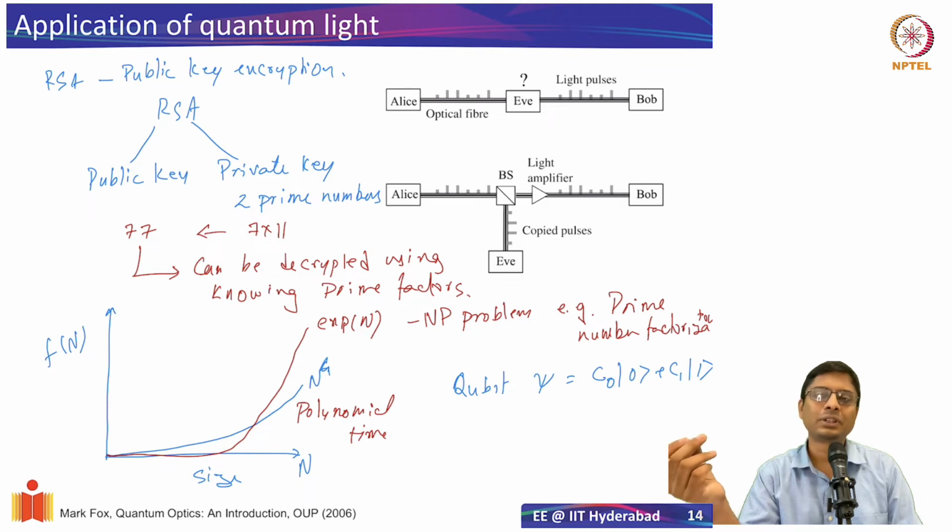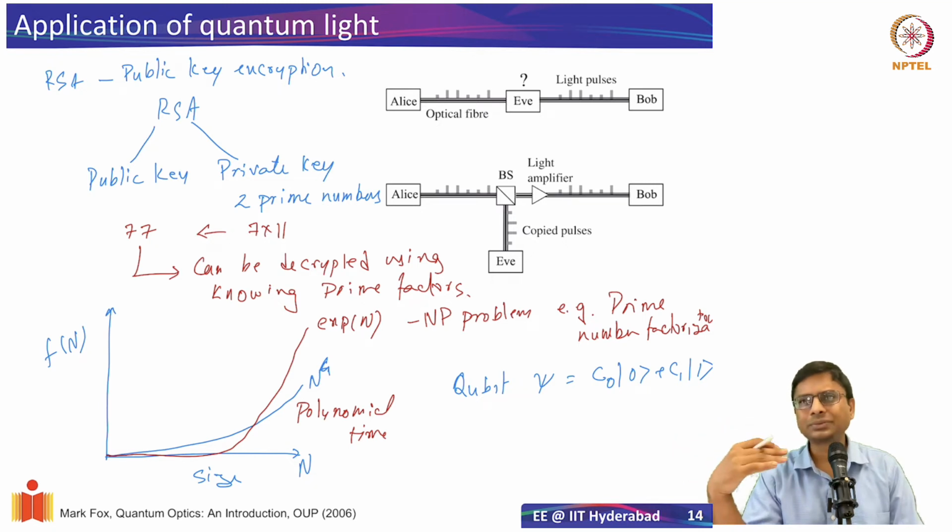So if you have 2 bits, how many states will you have? 4. But with a quantum system, I can have even more superposition states, right? And the hardware required for that is not much. With a smaller amount of hardware, I can actually deal with more complexity.